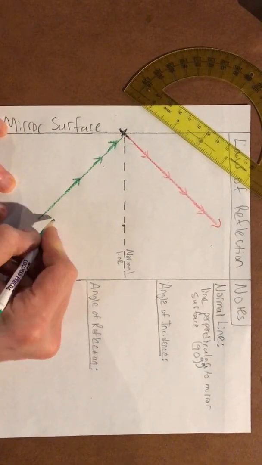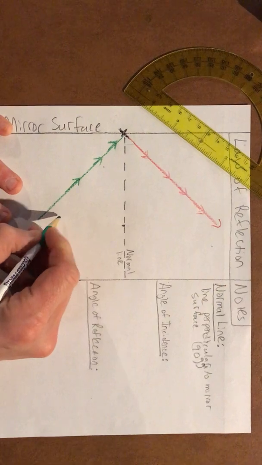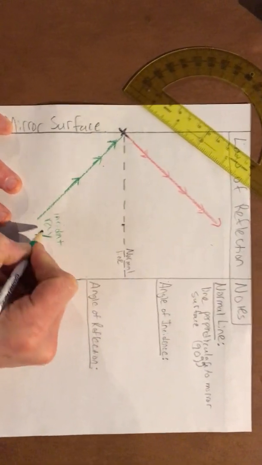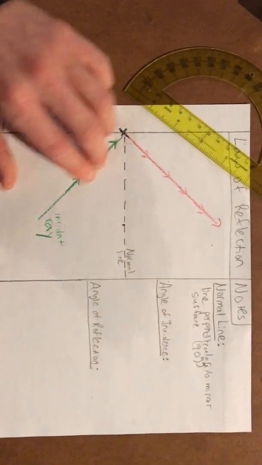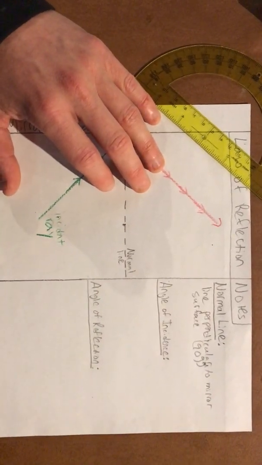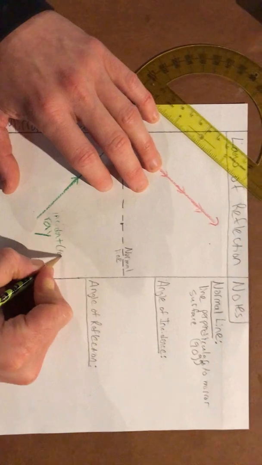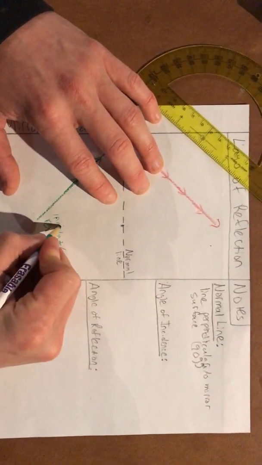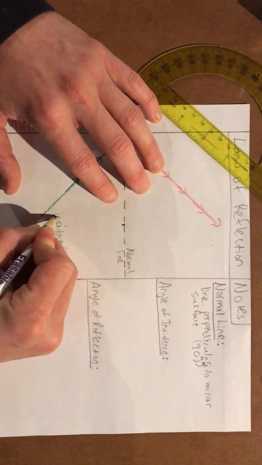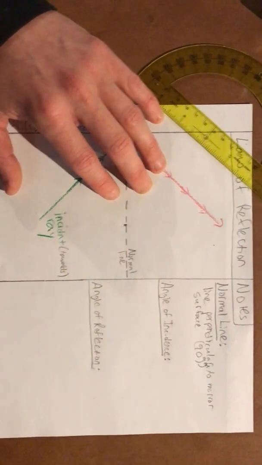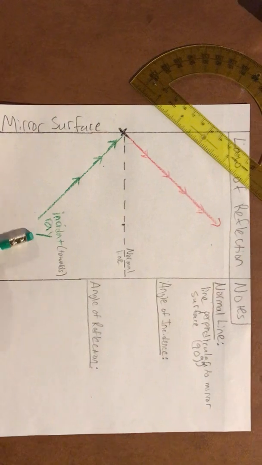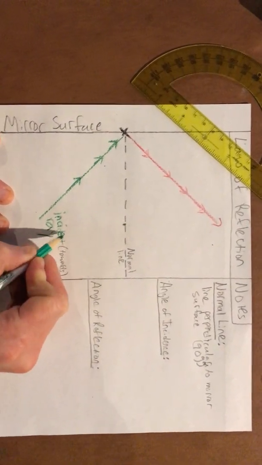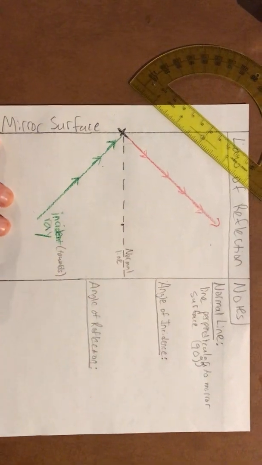This ray heading towards the mirror is called the incident ray. So incident means towards. It's incident upon the mirror, means it is going into the mirror, okay? Incident means towards. I-N-C-I-D-E-N-T, okay? Incident.